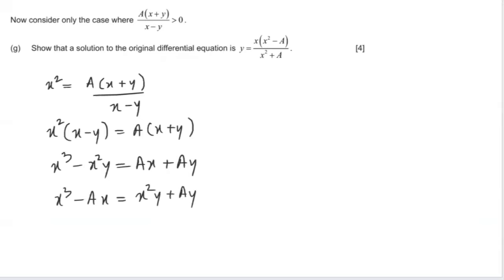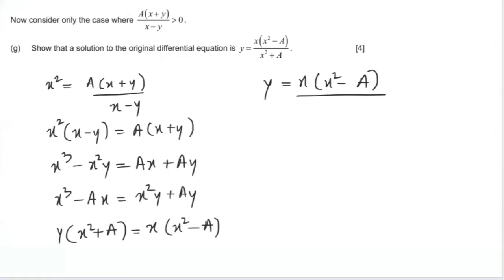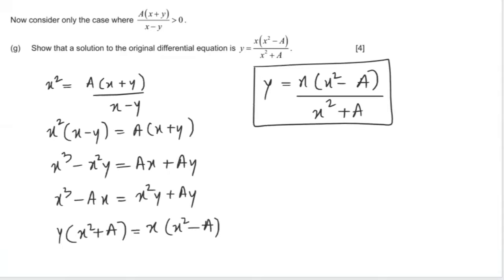I'm just shifting places. So let's factor out the y. This will become y times x squared plus a, and equals, from the left-hand side, you can do this any way you want to, x times x squared minus a. And you can see that this will end up y equals x times x squared minus a, divide the whole thing by x squared plus a, and hence that is shown. And that's the final part done.